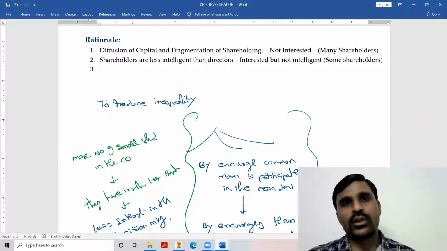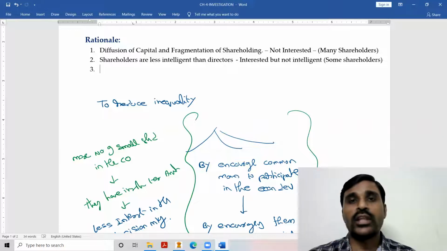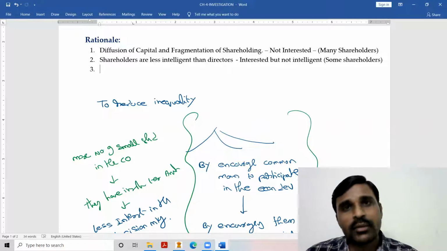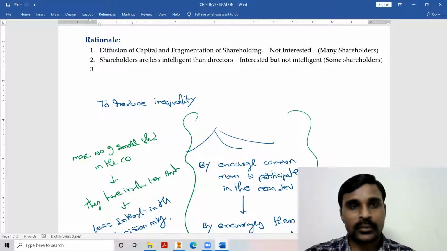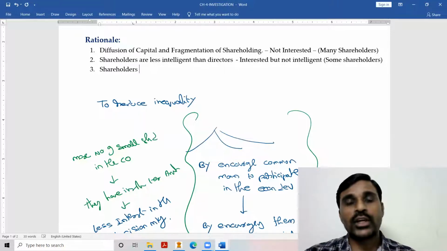Next, very few shareholders, though they are intelligent and though they have not been convinced by the director's decision making, are still unable to prove that the directors are guilty of misconduct because of lack of information. Shareholders do not have full access to the entire records of the company.